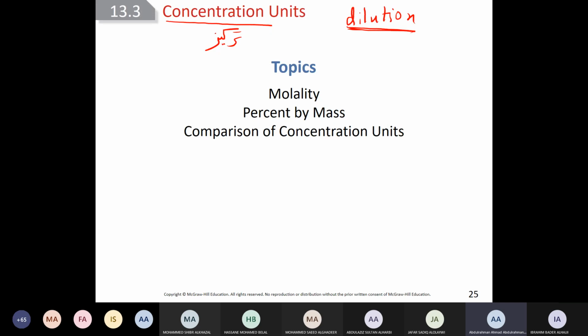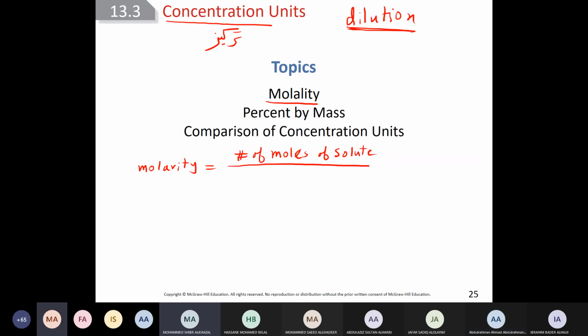All right. We talked about molarity. We discussed it before, right? What's molarity? Number of moles of solute, divided by the volume of solution. Number of liters, or volume. Let's put not number but volume.